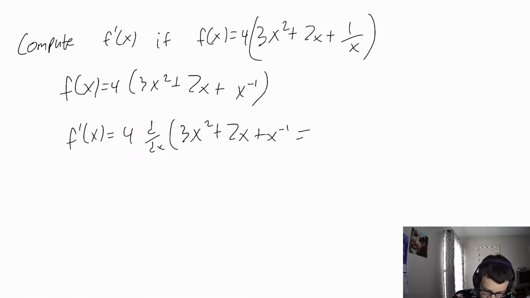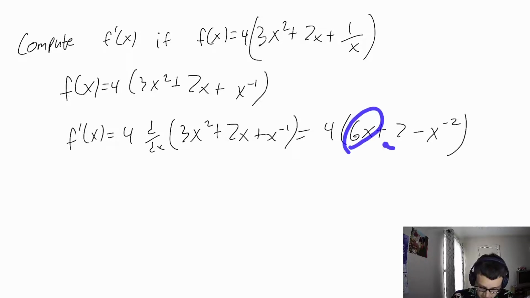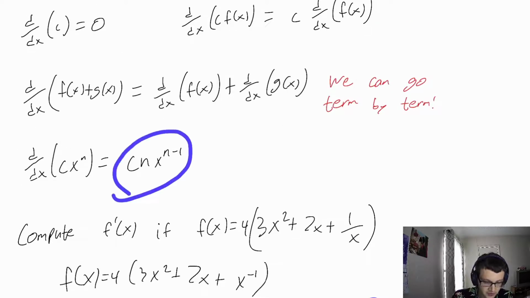And this gives us 4 times 6x plus 7 minus x to the minus 2. And to get this term, and this term, we just followed this rule here.